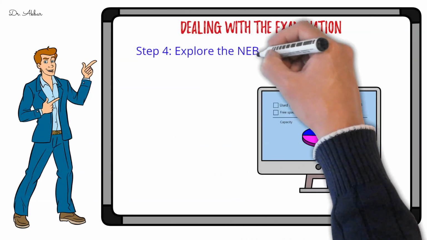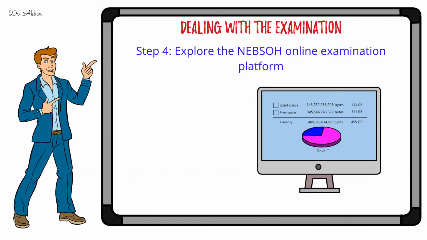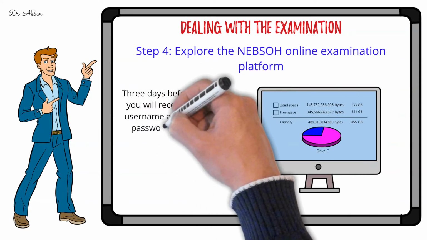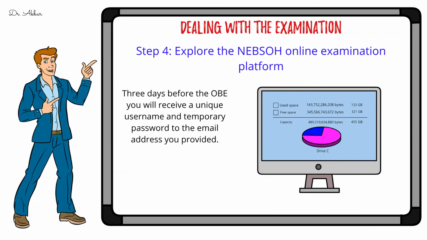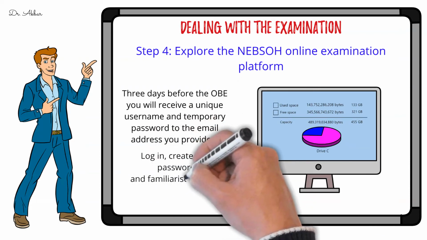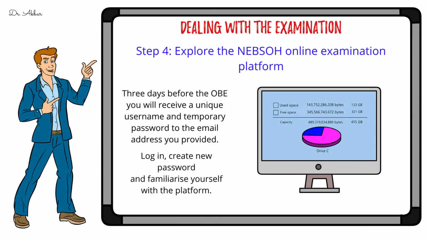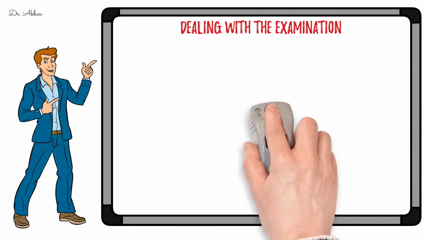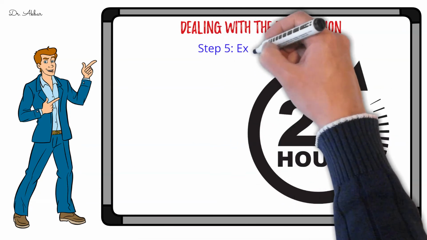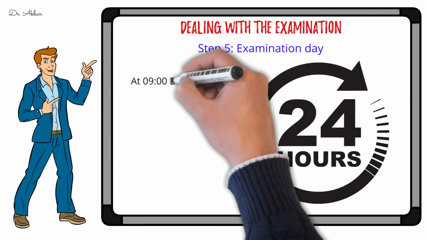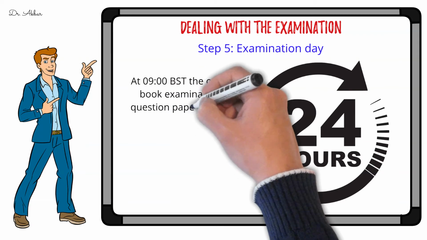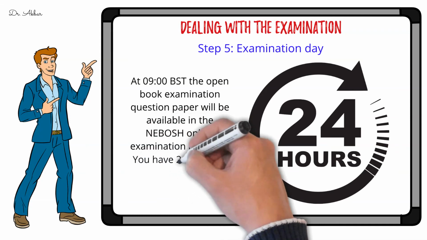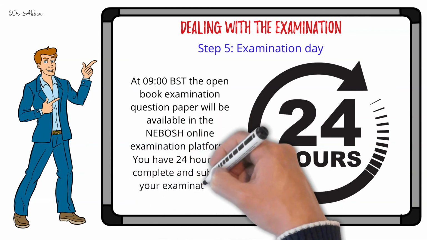Step 4, Explore the NEBOSH online examination platform. 3 days before the open book exam, you will receive a unique username and temporary password to the email address you provided. Log in, create a new password and familiarize yourself with the platform. Step 5, Examination Day. At 9 o'clock British Summer Time, the open book examination question paper will be available in the NEBOSH online examination platform. You have 24 hours to complete and submit your examination.